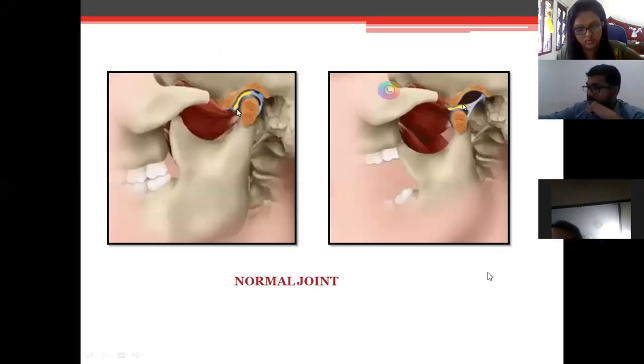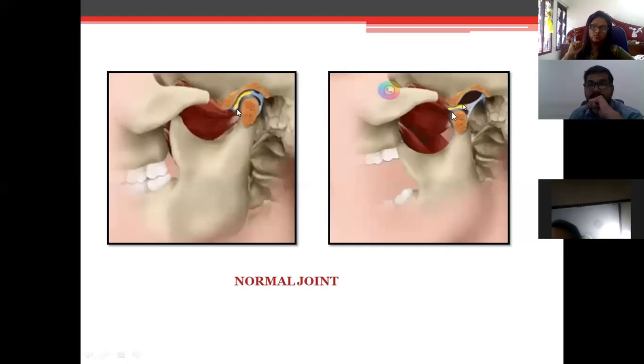Hello. I hope all of you enjoyed that video, how the normal joint works when you open the mouth and close the mouth. In this picture, the yellow colored thing is the articular disc, and this is the condyle, and always your condyle will be there at the intermediate zone.